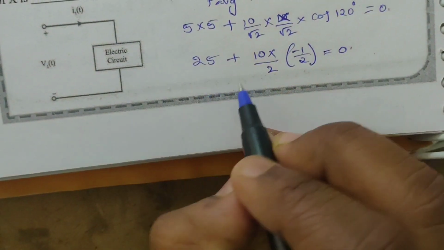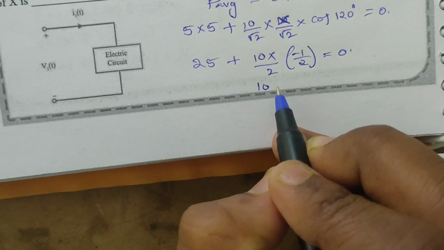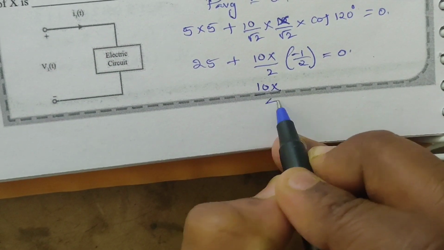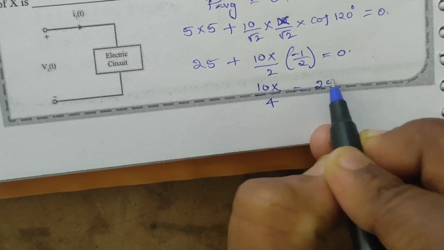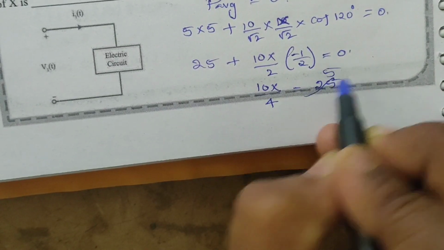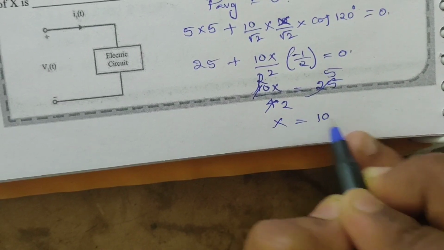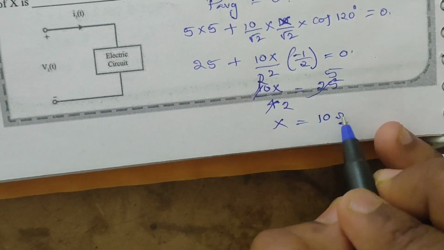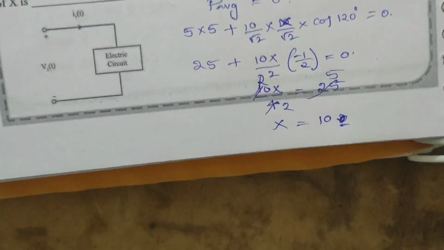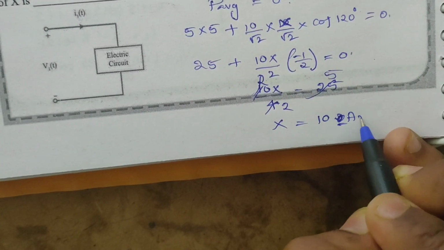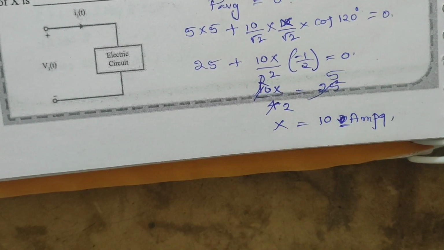If this goes to the right side, 10x by 4 is equal to 25. 5 5s are 25, 5 2s are 10, 2 2s are 4. X is equal to 10 ohms. 10, not ohms, 10 amperes.